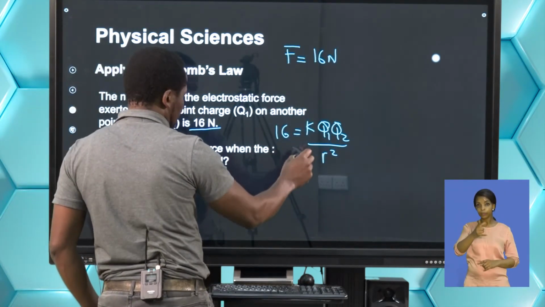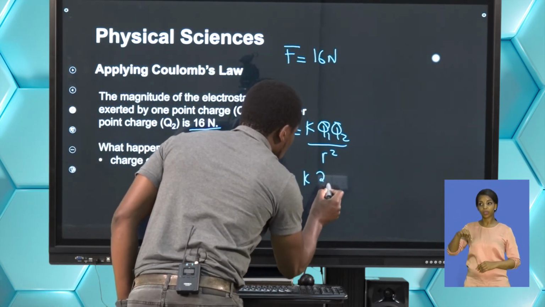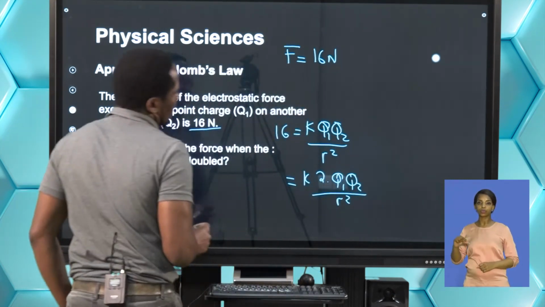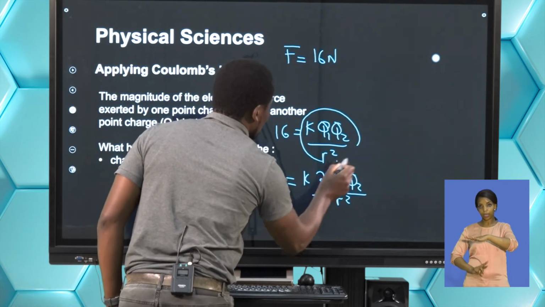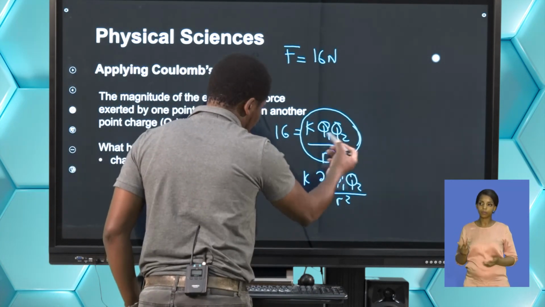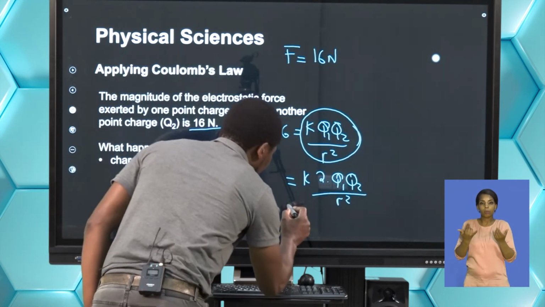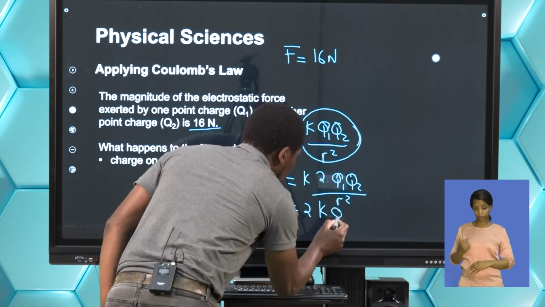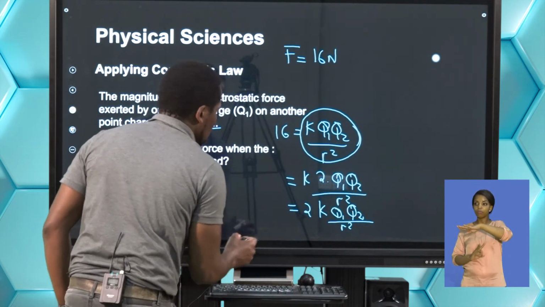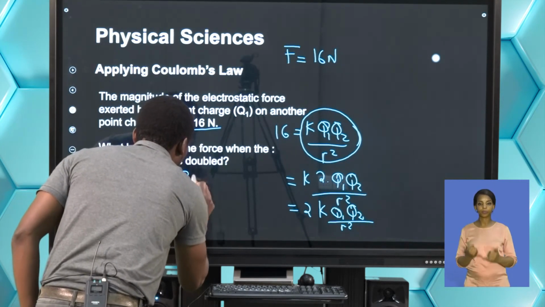So if we double Q1, we'll have K 2Q1 Q2 over R squared, right? Now, if we're saying this is equal to 16, mathematically left-hand side is equal to right-hand side. So this term on the right-hand side is equal to 16. I want to express the new force in terms of 16, right? This is going to be 2K Q1 Q2 over R squared, so this is like 2 multiplied by 16. So if we double one of the charges, the actual force will be doubled. So the new force will be equal to 32 newtons.